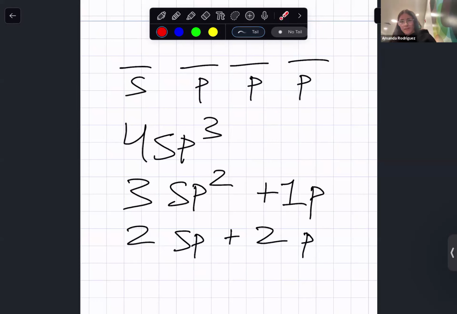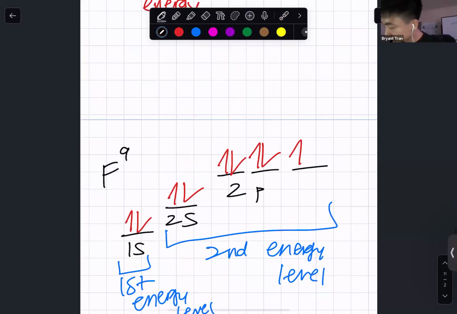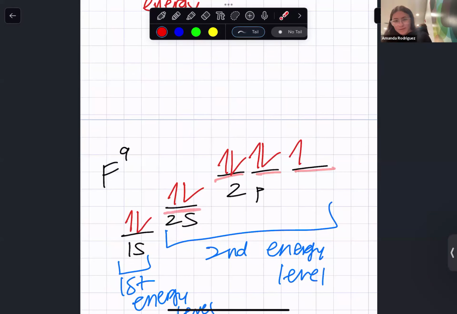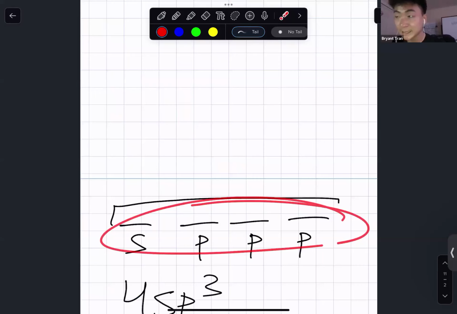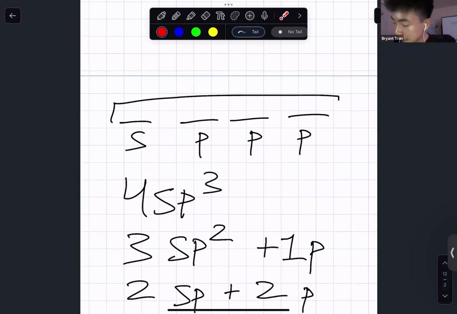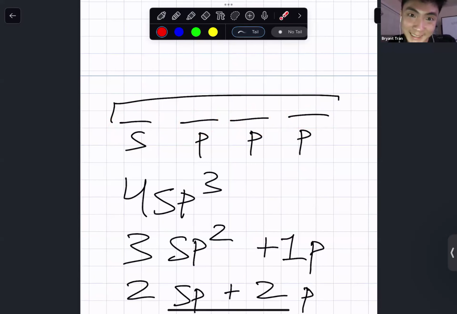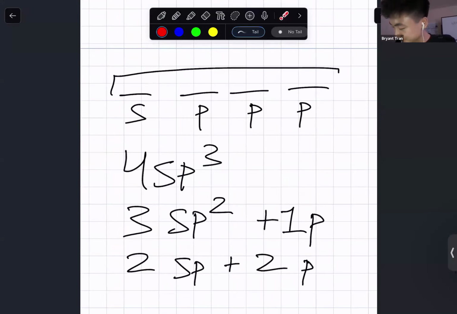For the s, p, p, p, is that like the energy levels we just did? Yeah, these s, p, p, p here are in this form. I'm just showing it in this form here, which is the second or the outermost energy shell, right? It could be the second or third. But I'm just showing it because these outermost ones are very important for bonding. Those are the valence electrons, right?